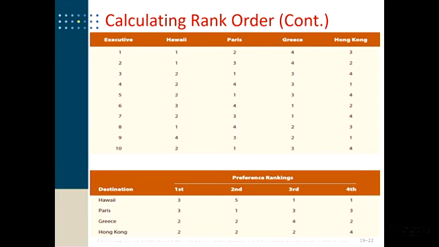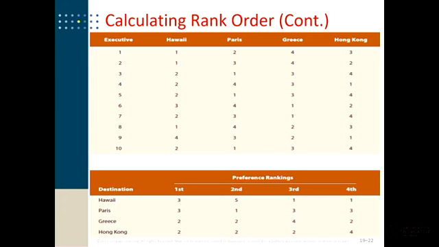Now you can see that executive 1 ranked Hawaii first, Paris 2nd, Hong Kong 3rd, and Greece 4th. Okay, that's executive 1. For example, executive 2 ranked Hawaii first, Hong Kong 2nd, Paris 3rd, and Greece 4th. In this way, each executive ranked these 4 destinations, 1, 2, 3, 4, for their next meeting place.